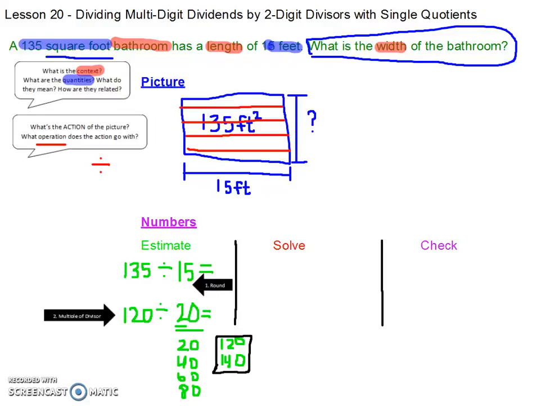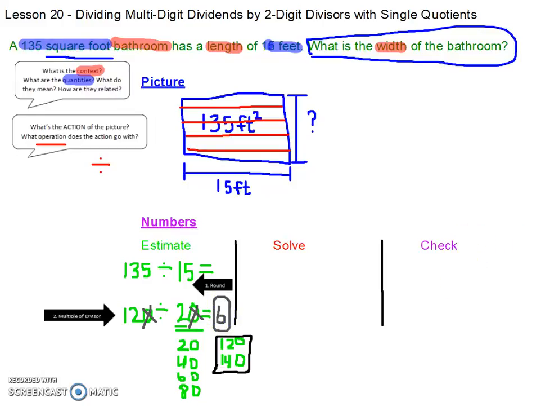So we've talked about in class, because this is technically 10 divided by 10, which equals 1, that means they can cancel each other out. And so I'm left with 12 divided by 2, which would be 6. And so my estimate is going to be 6.